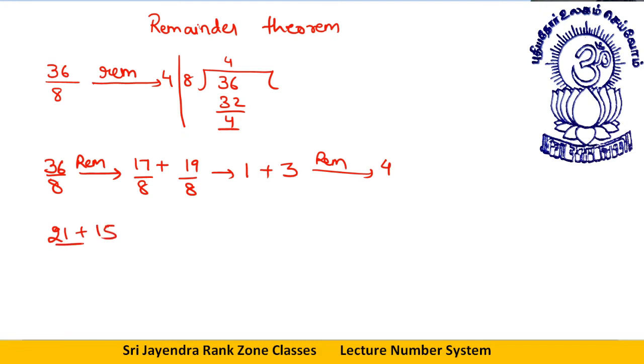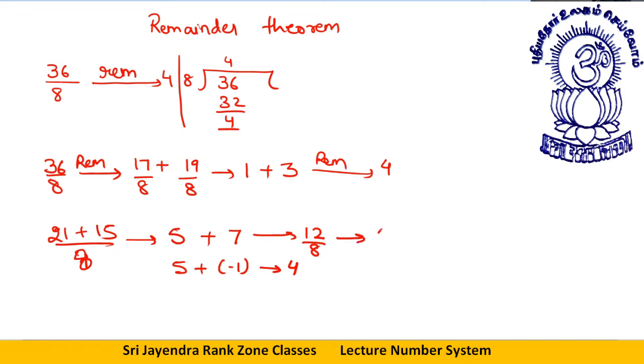21 plus 15 divided by 8. What will be the remainder? See students, here 21 when divided by 8 will give me a remainder 5. 15 when divided by 8 will give me a remainder 7, or instead of 7 I can say minus 1 remainder. Let's move by this method first. 5 remainder, 7 remainder, or a 12 remainder. 12 divided by 8 will give me a remainder of 4.